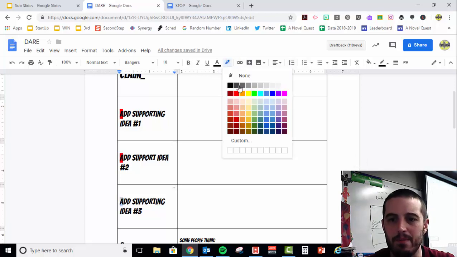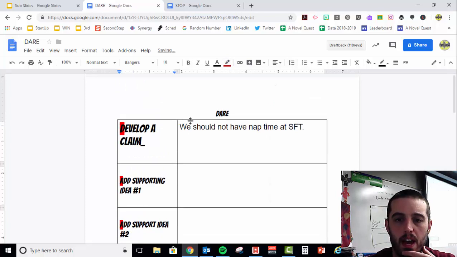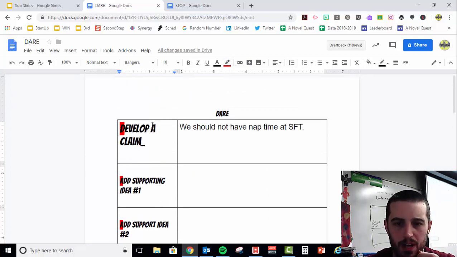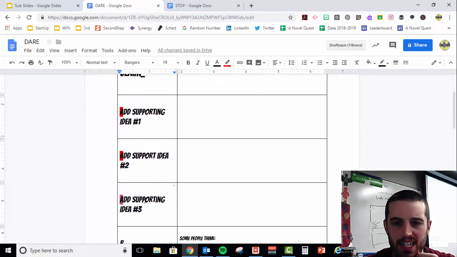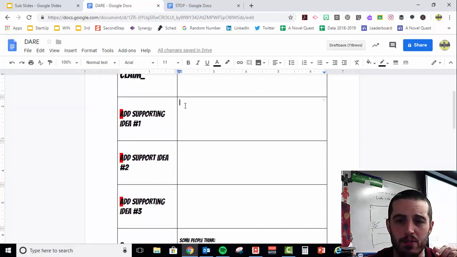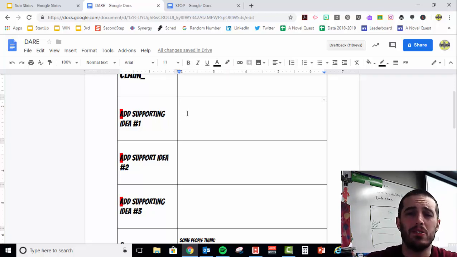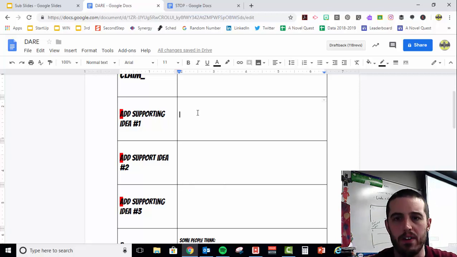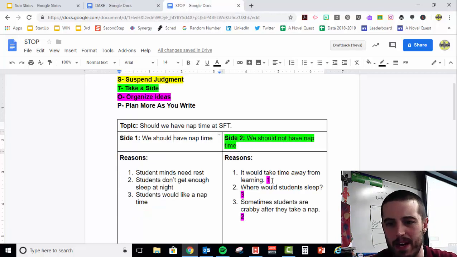Your paper should look like mine. So I want you to make sure you get the words add supporting idea on each one of those lines. So you developed a claim, you add supporting ideas. These are your 3 reasons that you selected. Now, good quality writing usually has 3 reasons. I don't know, there's something about that number 3 that works really well. So in each one of these boxes, you're going to write one of your reasons. So I can look at my STOP page and say it would take away from learning.